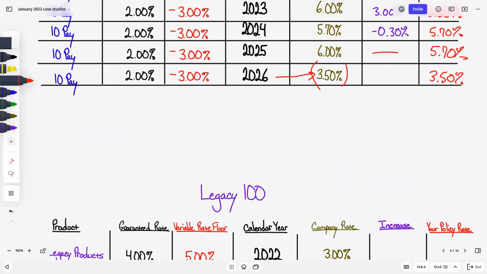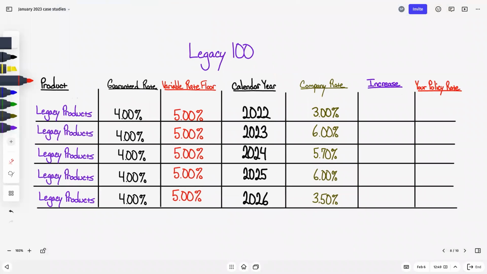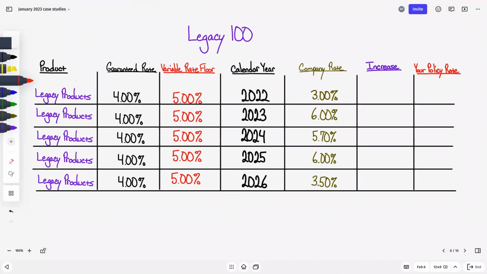Let's look at one example, if you've got an older policy, which would be beneficial to see. One of their legacy products, which would have started actually in 2021, but we'll just pretend for the sake of simplicity, it's consistent with the last two examples. So in this particular case, we have a loan rate floor of 5%. So what would happen here? Well, if the company rate is 3%, we'd be at 5%.